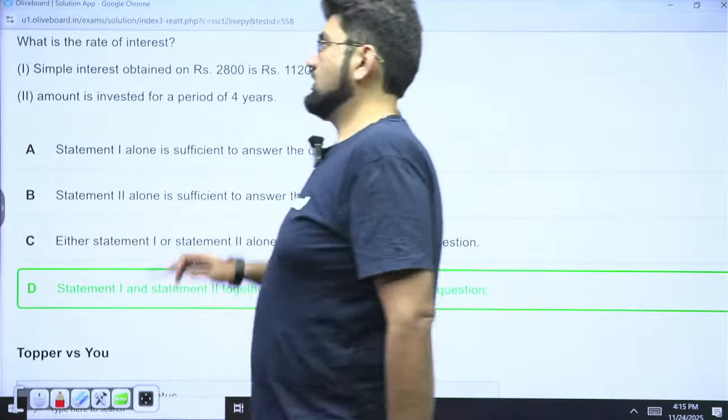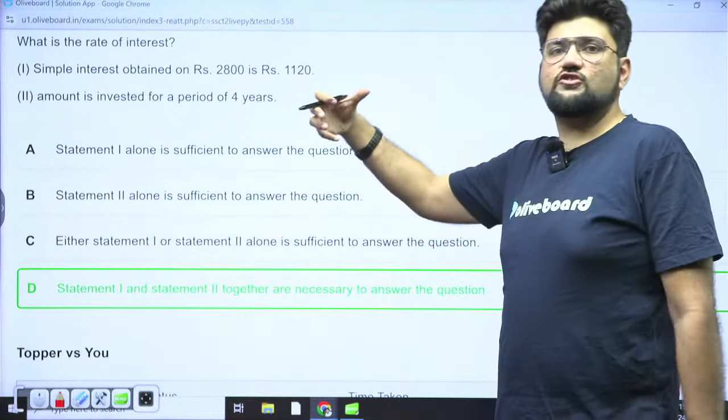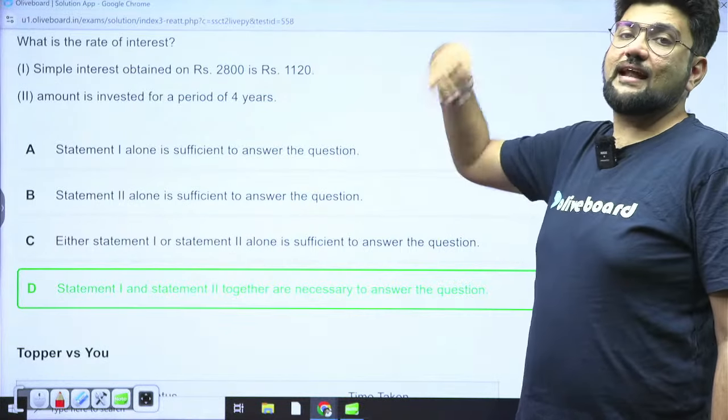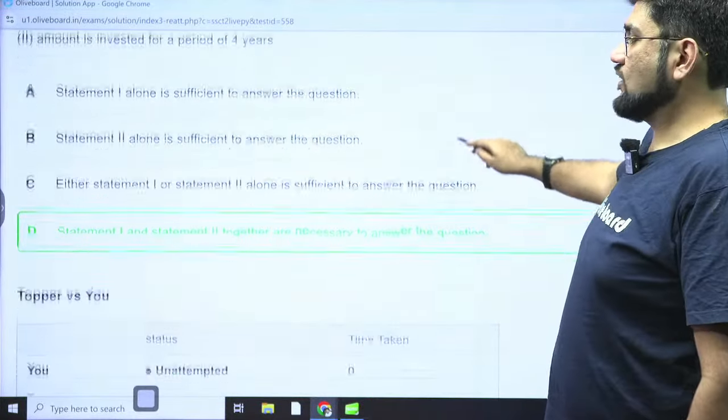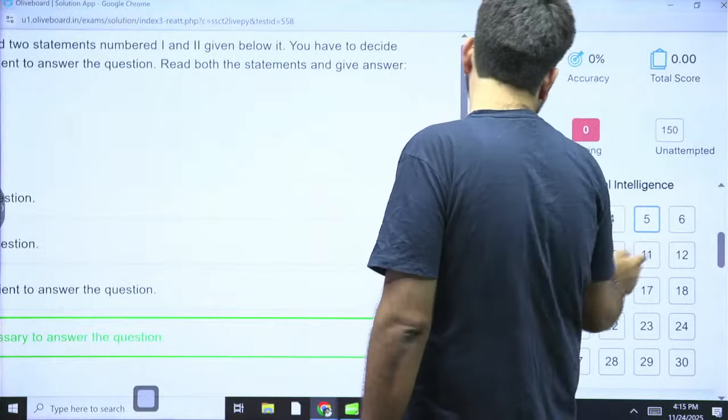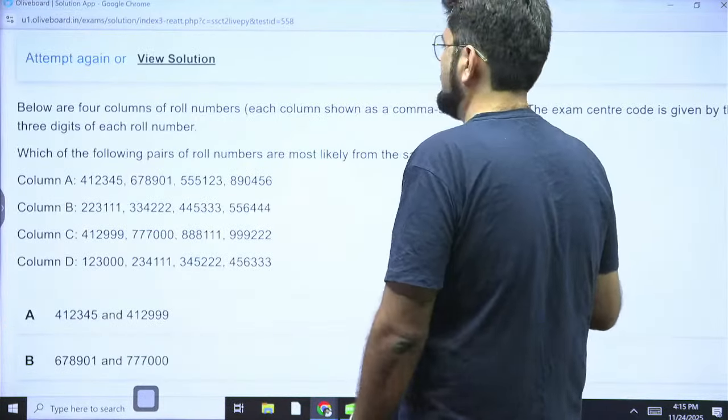Don't get confused. If the percentage of interest was to be calculated, you could have done that from one alone, but since they are asking you rate of interest, that is for a period per year, you need both the statements together. So overthinking might take this away from you. Otherwise, this was a simple question.